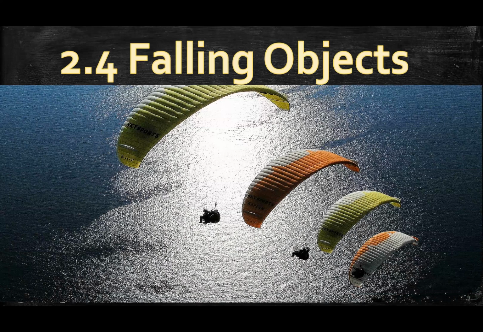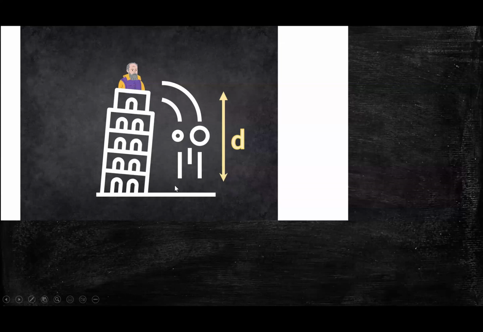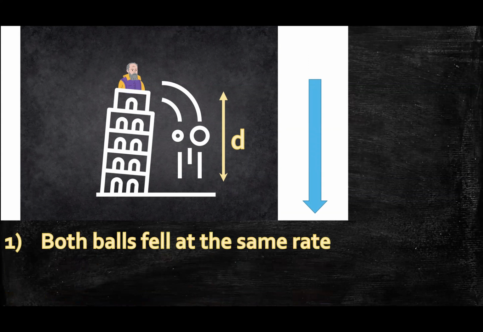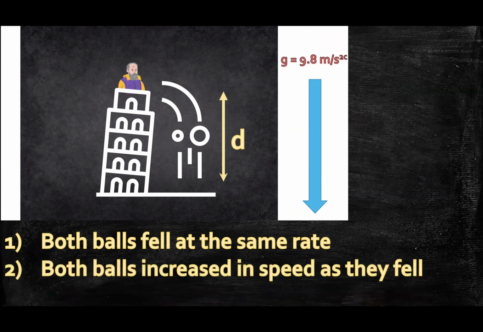So let's look at falling objects. The scientist Galileo Galilei did some experiments on the Leaning Tower of Pisa where he dropped two objects of different sizes. He measured the distance that the object fell and looked at the speed at which the object fell when they hit the ground. He discovered two things as these objects fell, that both objects fell at the same rate. It didn't matter if one had a larger mass than the other. The fact that they fell at the same rate indicated that mass was independent to the rate at which it fell.